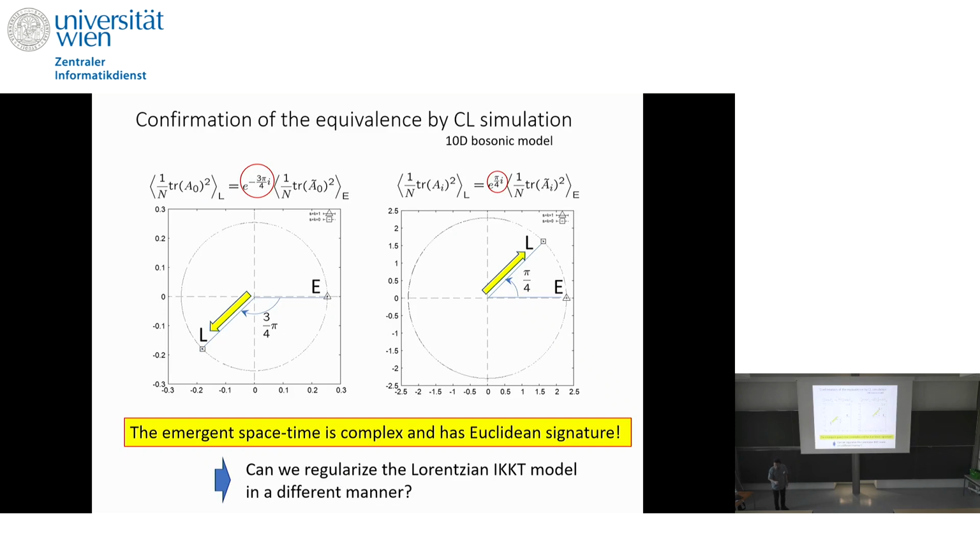Yes? This is the complex plane of this expectation value. This is the real part, and this is the imaginary part. And the Euclidean, yeah, this quantity in the Euclidean model is real positive. So that's why I plotted here. But the Lorentzian model gives a complex value for this quantity, and therefore in the complex plane, it is given by this point.